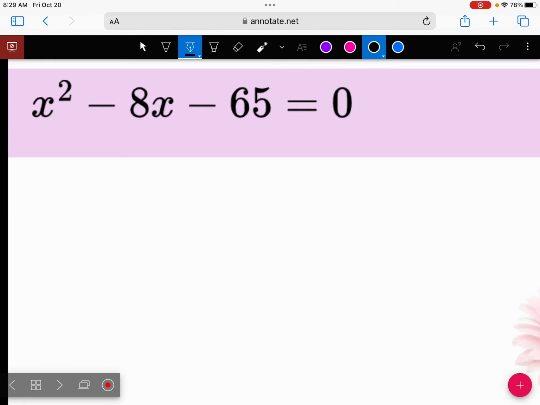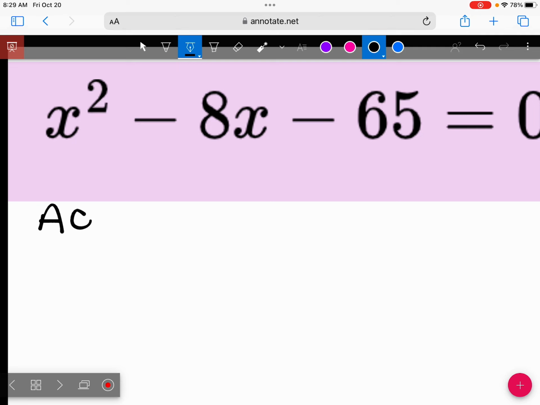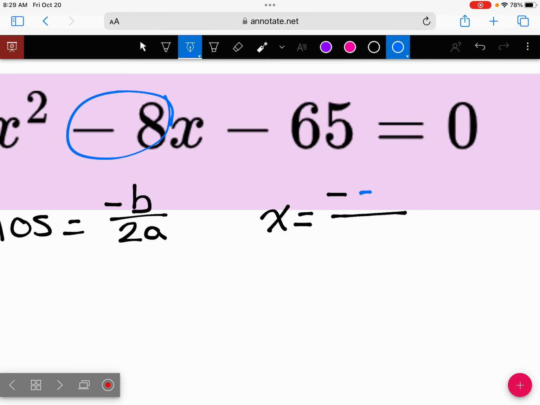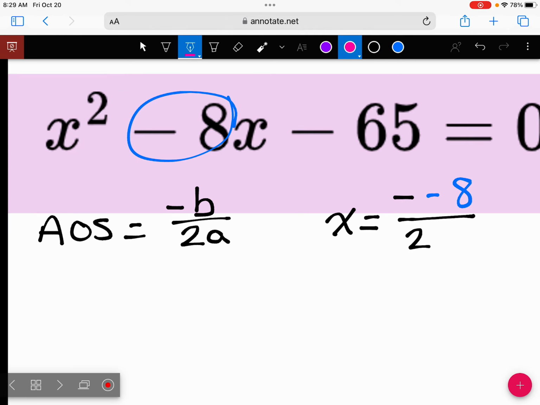Where we are going to find our axis of symmetry. We used to call this AOS. Opposite of B over 2A. So our x equals the opposite of, what's our B value? -8. So the opposite of -8 over 2 times our A. What's our A value? 1.